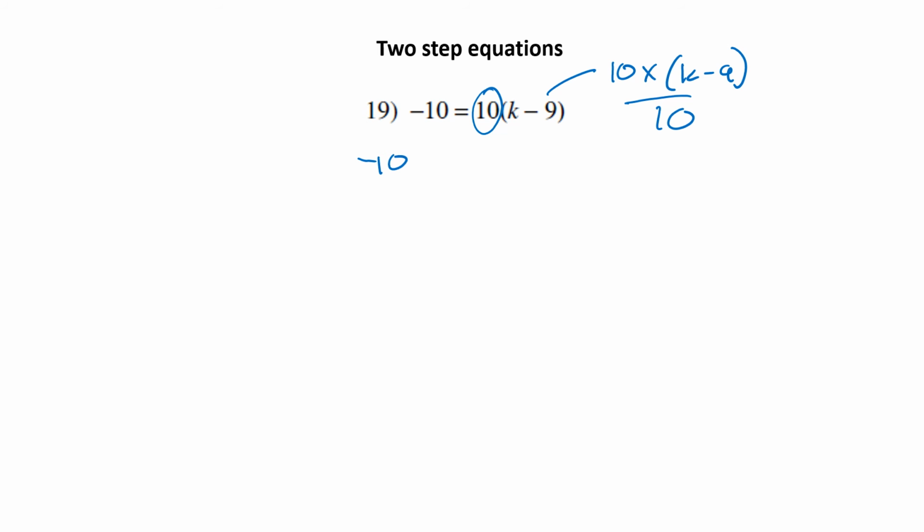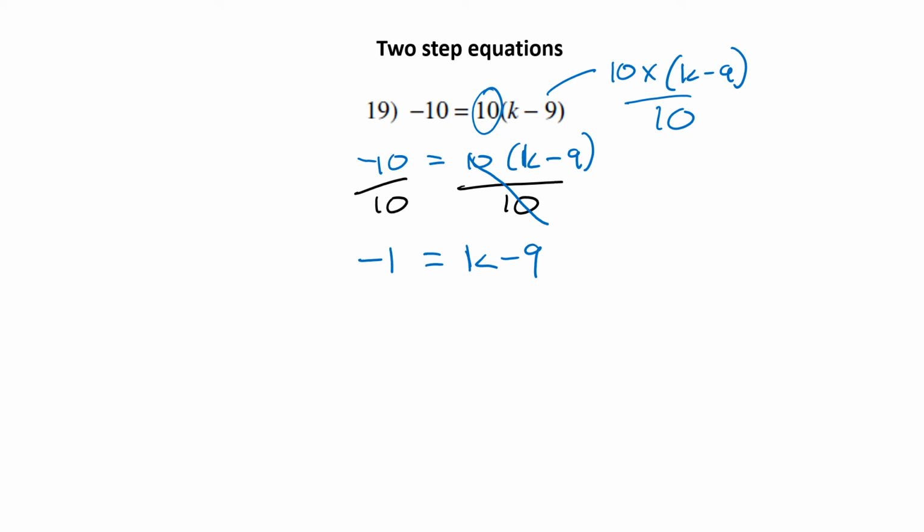I'm going to write this out again. Minus 10 equals 10 k minus 9. That means I'm going to divide by 10, because remember, I'm doing an inverse operation. So I'm left with minus 10 divided by 10, which is minus 1, because 10 divided by 10 gives you 1, and we're dividing a negative by a positive, so I end up with a negative answer. That cancels out there, and that leaves me with k minus 9.